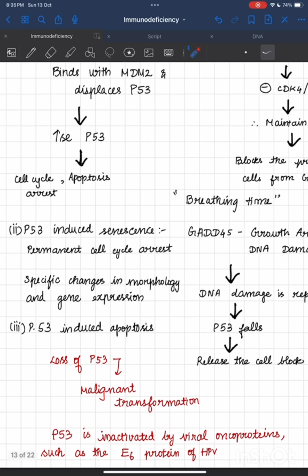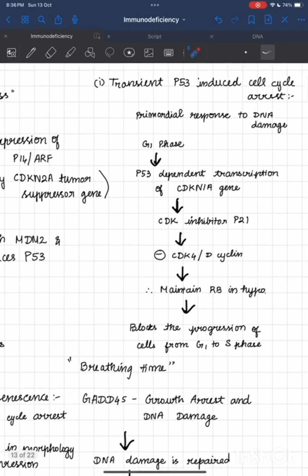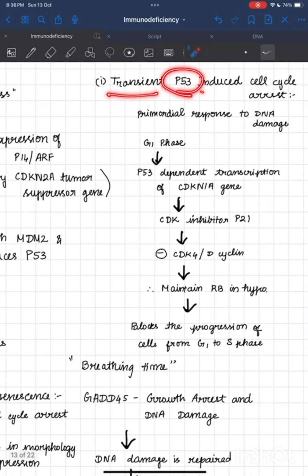And there is another viral protein. E6 protein is a protein of HPV. It can inactivate P53. Inactivation means loss of function of P53, so it can also lead to malignant transformation. Okay, next, transient P53 induced cell cycle arrest.